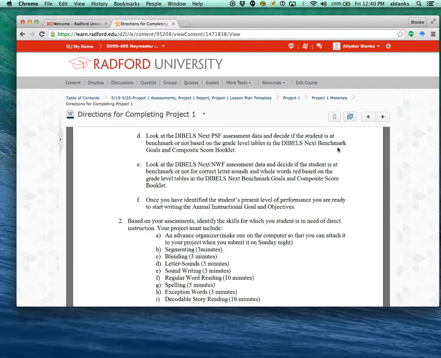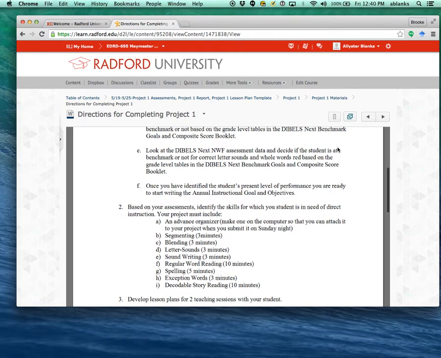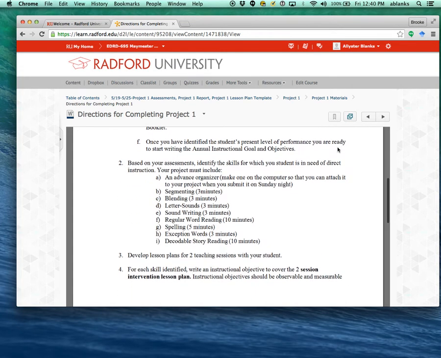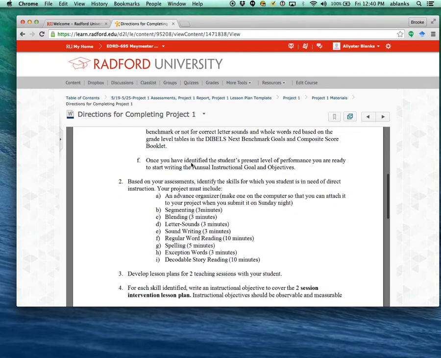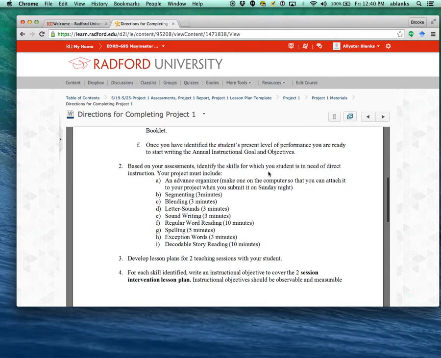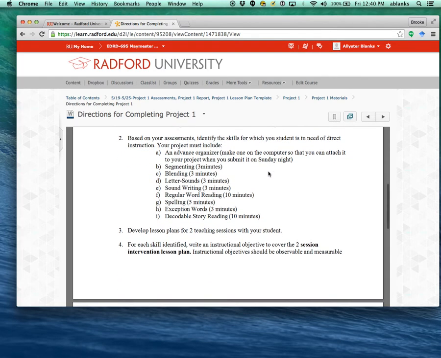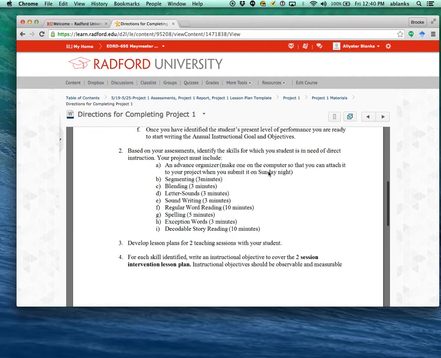The other argument that is totally valid and acceptable, you just have to make it, is that we're going to bump them into Tier 3 because we can always move them out as soon as we see they're making progress. And then the next thing you're going to do is you're going to do the same thing for nonsense word fluency. You will identify the student's present level of performance, and then you'll move into your instructional goal and objectives.